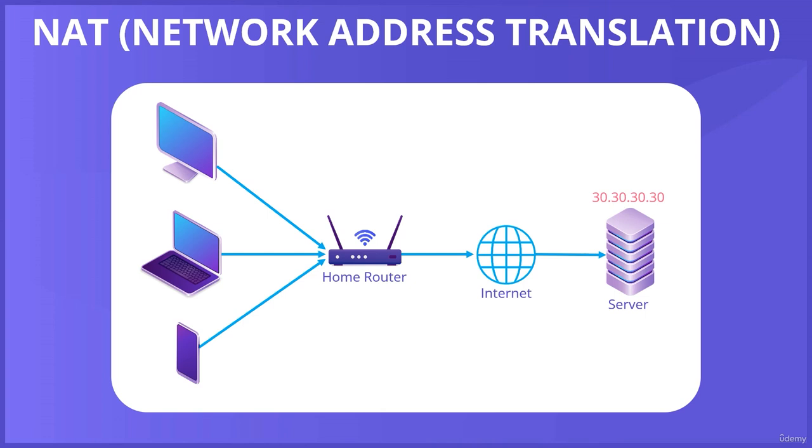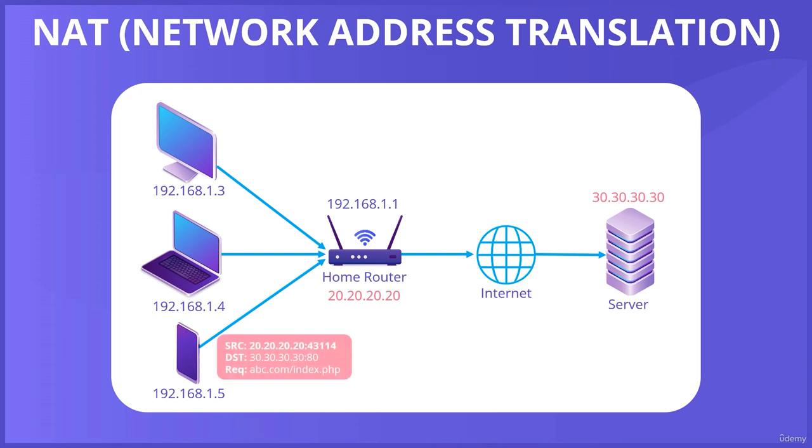Now suppose that the IP address 20.20.20.20 is assigned to our home router. Our devices inside the home network also have IP addresses, right? But in this case, they get private IP addresses, which are assigned by the home router and are not accessible from the internet. So as you can see here, the public IP addresses are red and the private IP addresses are green. So let's consider a connection request from the smartphone, which requests the homepage of abc.com.